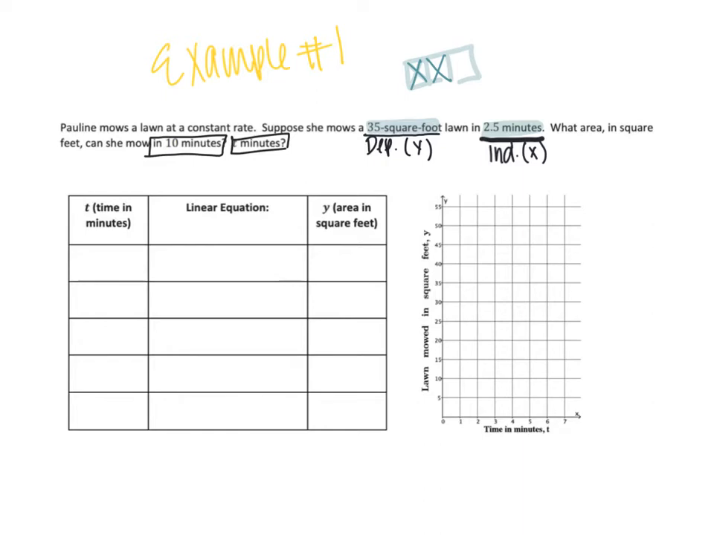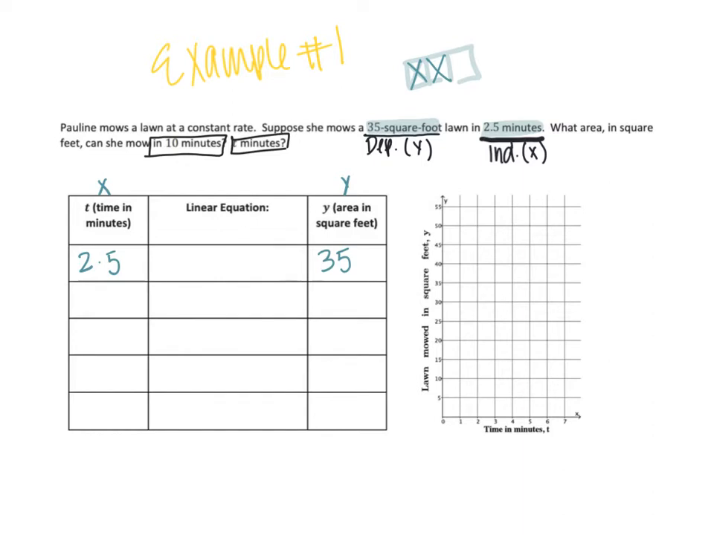This time I'm going to actually add these things into my table when I read, all right? Pauline mows a lawn at a constant rate. Suppose she mows a 35 square foot lawn. So that's my y. So I'm going to put this over here, 35 square feet. And they've already made my little label, so that's kind of nice. In 2.5 minutes. So in the corresponding row, in my x column, I'm going to put 2.5.